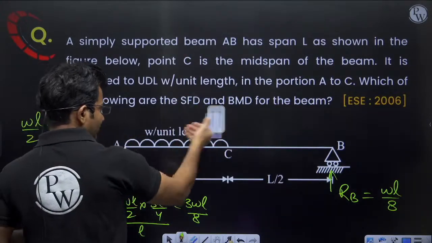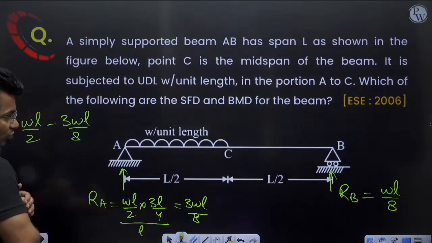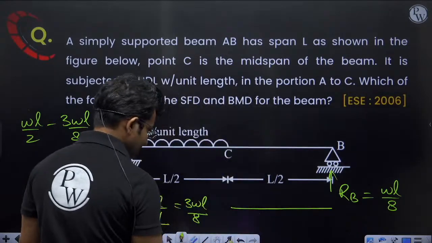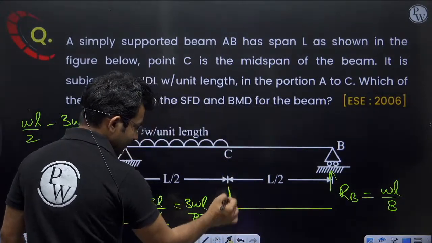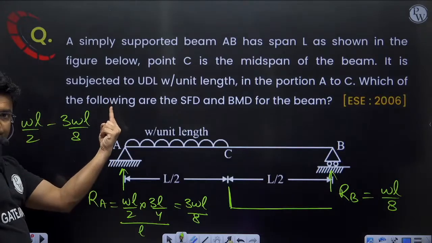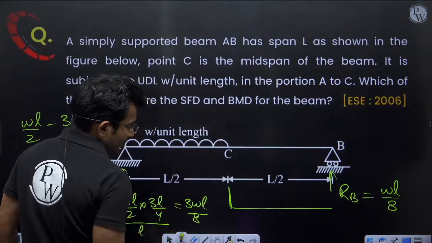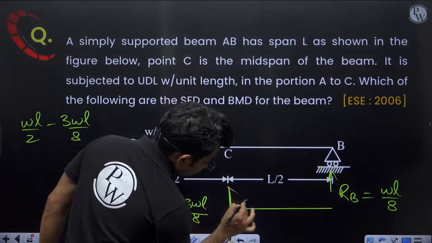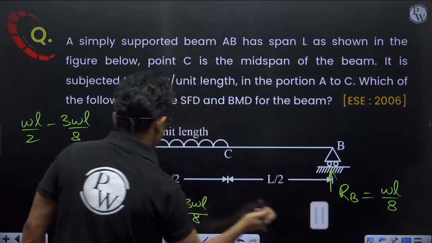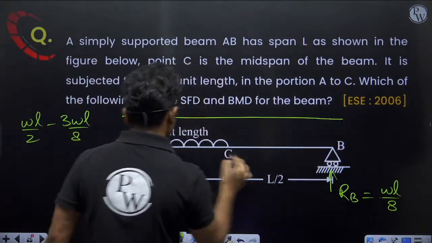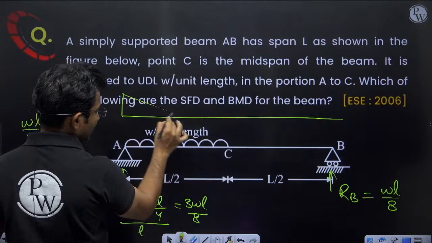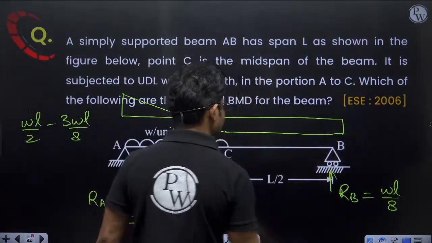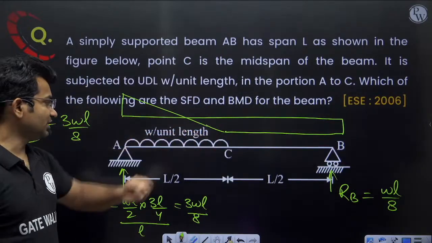Okay. Now, when we have got support reactions, now if I want to find out the shear force diagram, it will be like this. This is 3WL by 8. Here a sudden jump will be there. And from here to here, it will decrease slowly, like this. Here I will be getting a sudden jump, and here it will be like this, and from here to here it will be constant, and here like this. Okay. So this will be the shear force diagram.